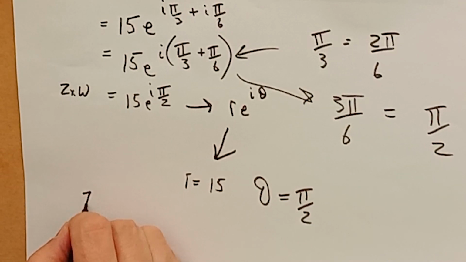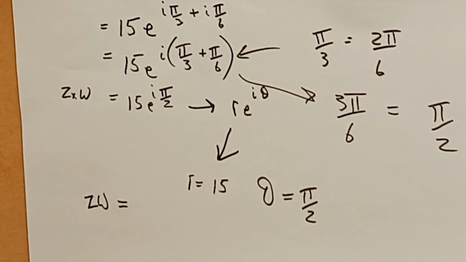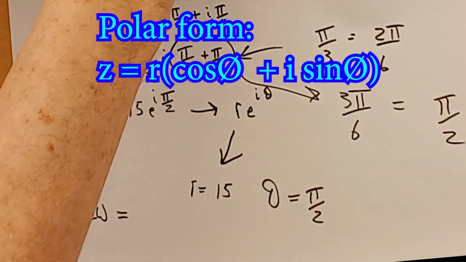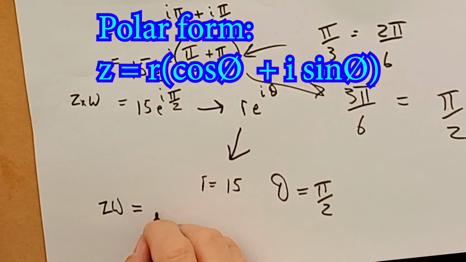So zw equals, let's write it in the polar form, which is r cos theta plus i sine theta.